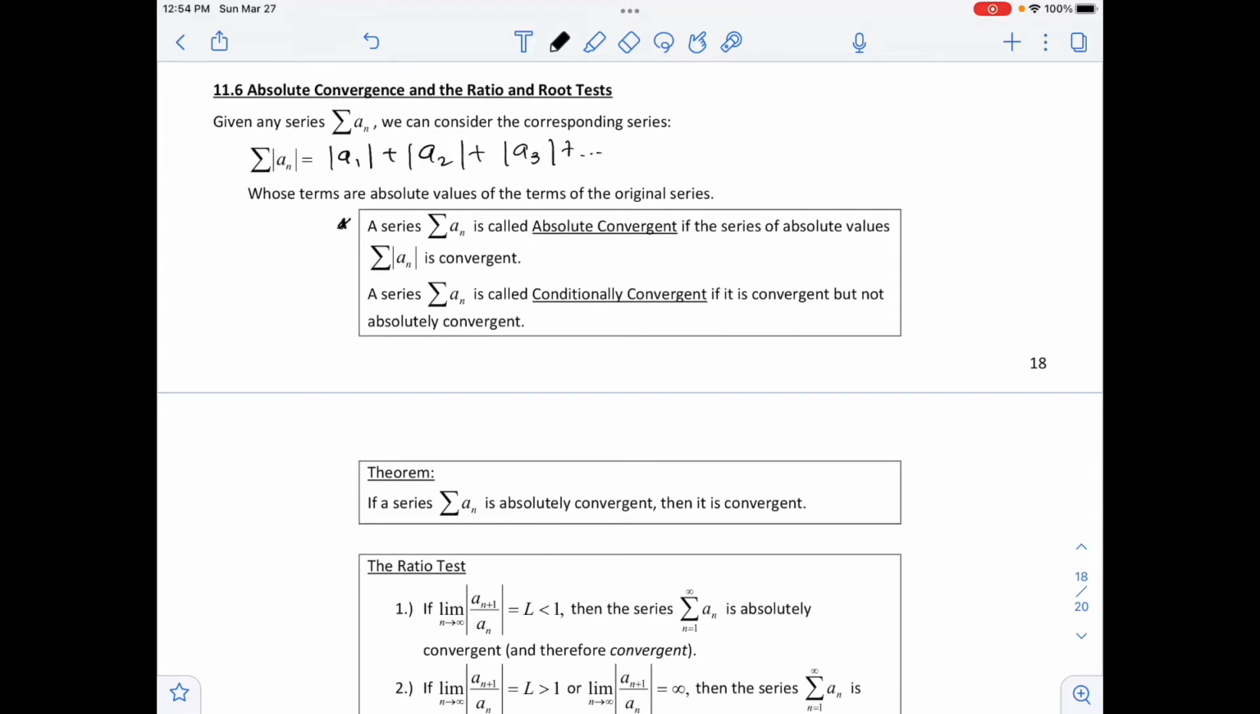So the box right below, I'm going to give it a few stars. This says a series, the sum of a sub n, is called absolutely convergent. So that's a vocab word we need to know. If the series of absolute values, the sum of the absolute value of a sub n, is convergent. And so from this, we can say that if the sum of the absolute value of a sub n converges, this implies that the sum of a sub n will also converge.